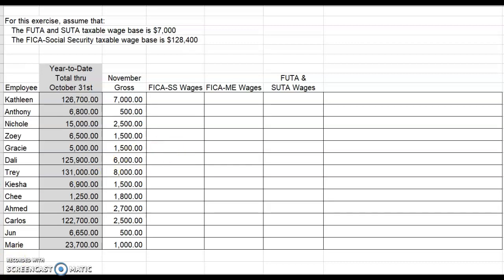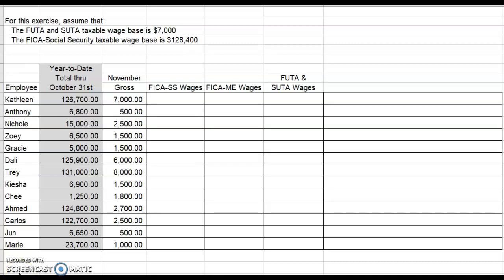As explained in the textbook and in our previous video, certain taxes are imposed on each employee's gross wage up to a wage base. Once an employee's cumulative gross wage exceeds the wage base, that employee's wages are exempt from that tax for the rest of the calendar year.